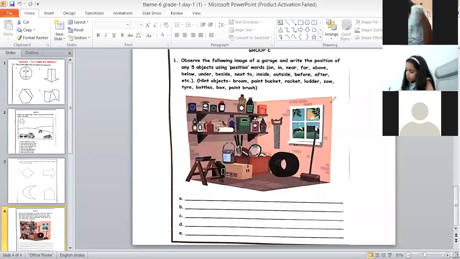Yes, Ashwita? Ma'am, I did not do page number 6. Page number 6 we did just now. Before this we did page number 6 only, Ashwita. Did you join late? No, ma'am, there was a network issue. Okay, fine, no problem. I'll share the picture with you. Right? Okay, ma'am.